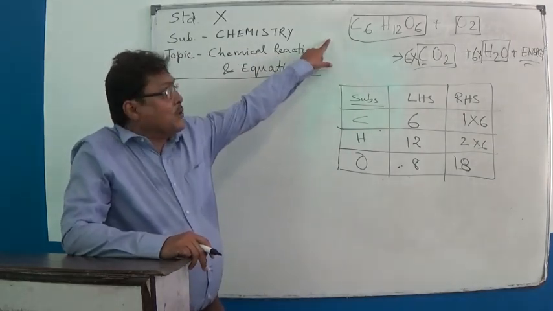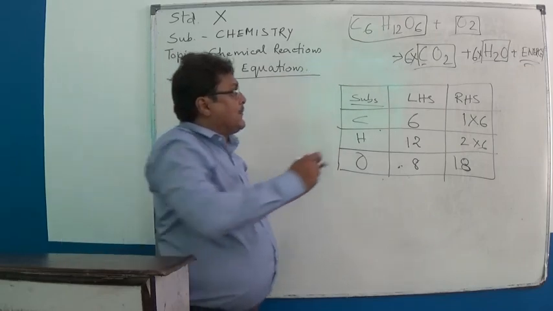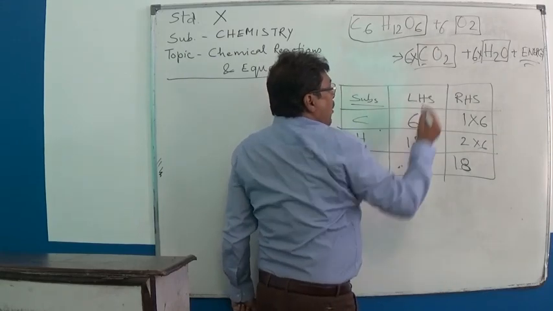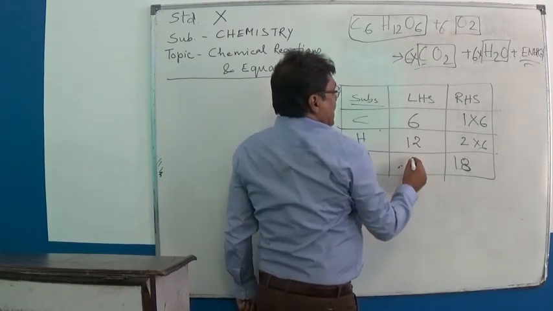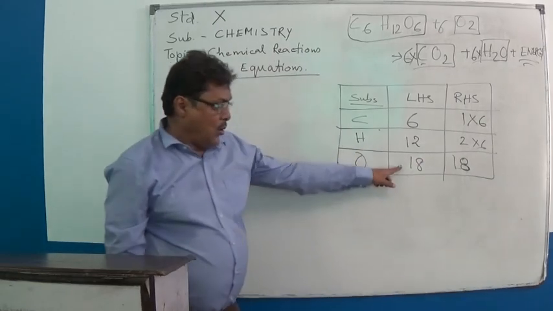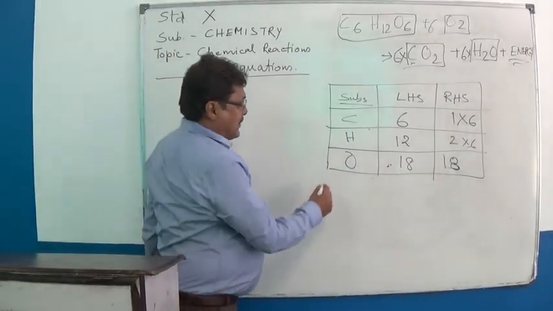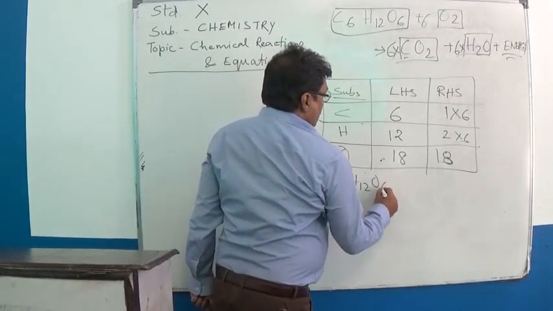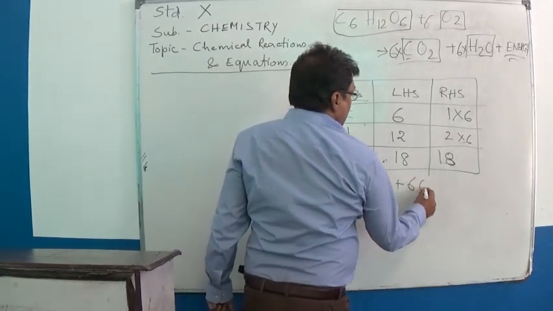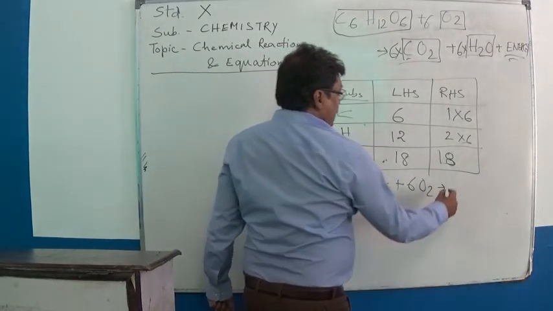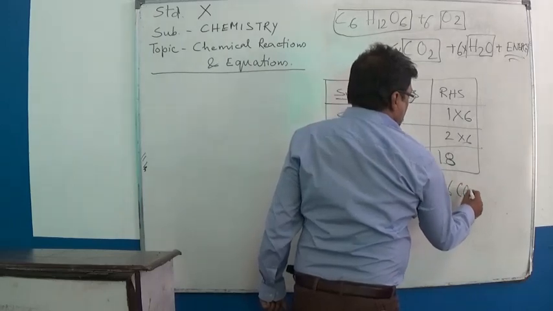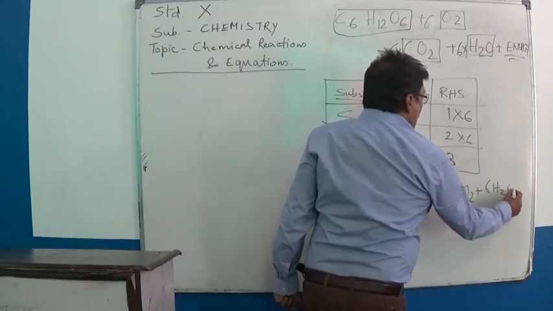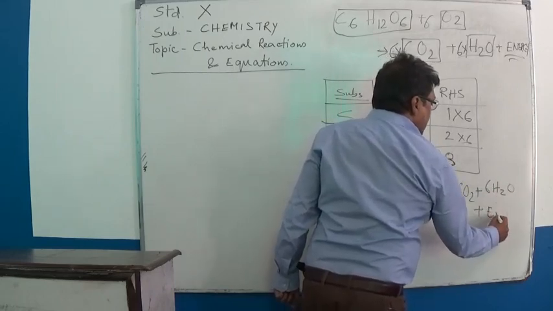We cannot change this one. Let us multiply that with 6. So now we got 12 and 6, 18 oxygens also on the left hand side. It is balanced. The final balanced equation will be like this: six molecules of carbon dioxide, 6 molecules of water plus energy.